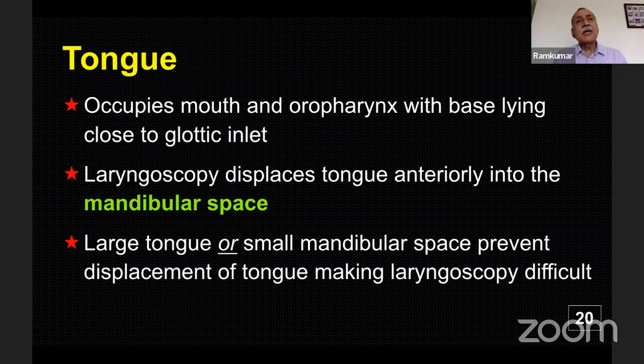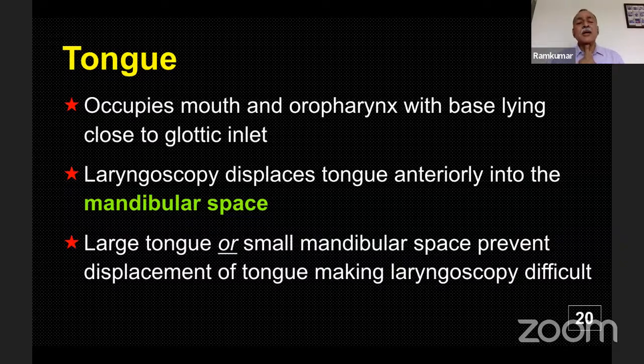Now, the third thing that we need to concentrate on is the size of the tongue. Now, we know that the tongue occupies the mouth and the oropharynx, and the base of the tongue lies very close to the glottic inlet. And that is the reason why the tongue is one of the anatomical structures that often causes problems for us during intubation. Now, during laryngoscopy, what we actually do is we displace the tongue anteriorly into a space that is called the submandibular space or the mandibular space. So this is the soft tissue space that is enclosed by the margin of the mandible. And my finger is pointing to that particular space.